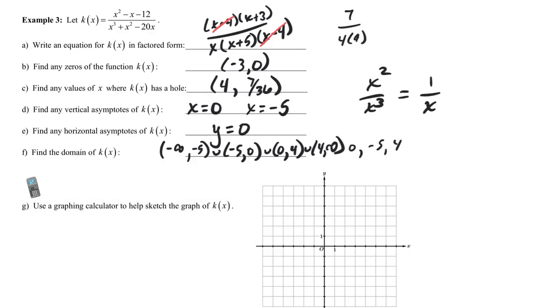And there's my domain. Now I know that it says use your graphing calculator, and I do want you to use your graphing calculator, but let's go ahead and put some things that we already know on here. I know that I have 2 vertical asymptotes at 0 and -5. 1, 2, 3, 4, -5. I know that I have a horizontal asymptote at 0.